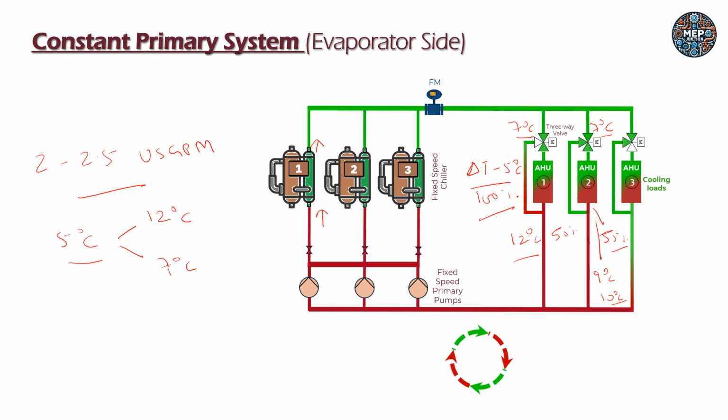And the third is if there is no load. In case of no load condition, you can see all the chill water is going to be bypassed and there is no flow through the AHU cooling coil. So these are the typical three conditions which can be seen in the constant primary systems.